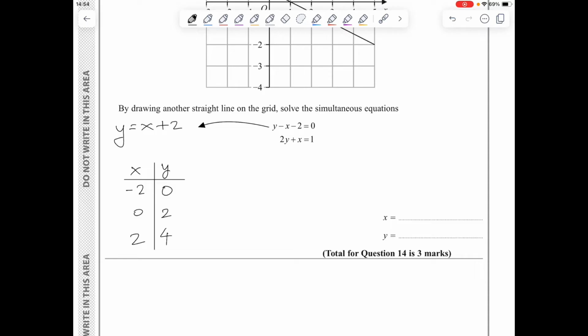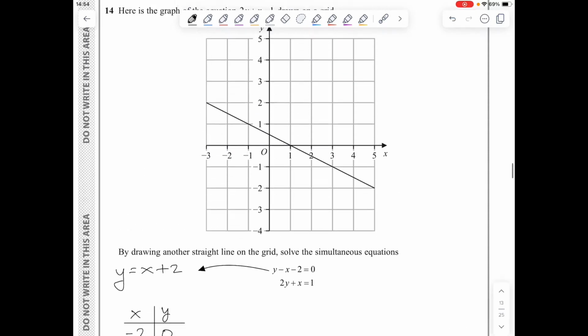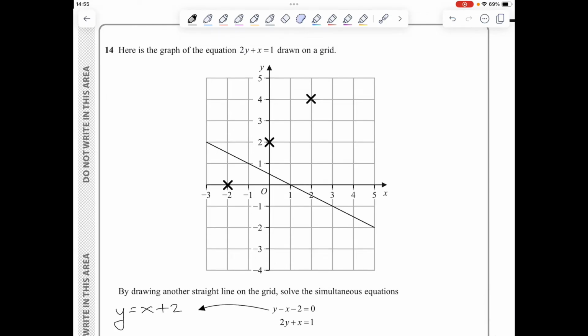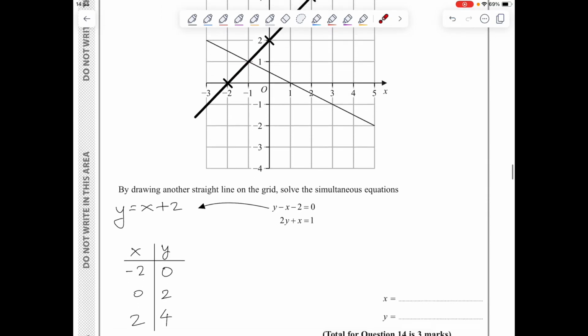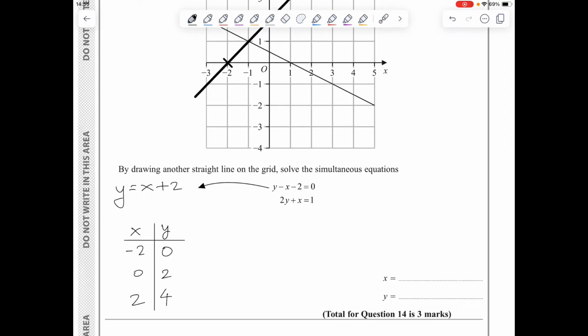So now I can plot those 3 points. And then I'm going to join them using a ruler, and that's the equation y equals x plus 2. Note that these two lines intersect at the point minus 1, 1. Therefore, the solution to the simultaneous equations is x equals minus 1, y is equal to 1.